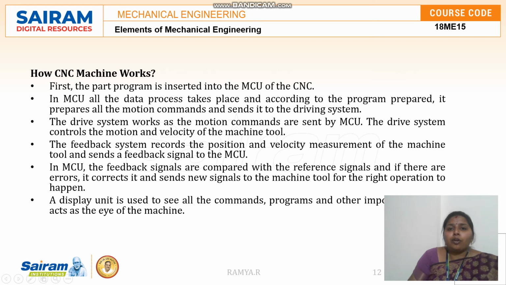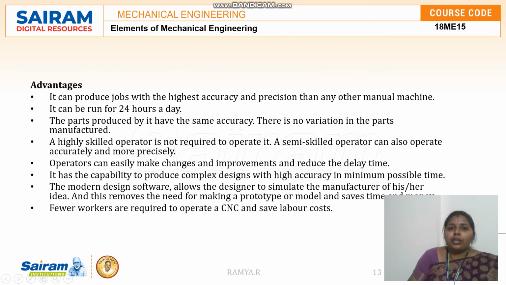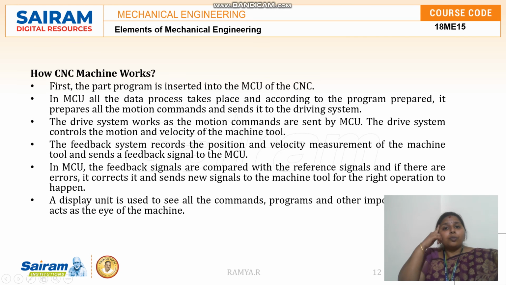It acts as an eye of the machine, because during the process we cannot open the machine and see what's going on. So the display unit helps us see what's going on inside the CNC machine. The control unit is of two types: one is open loop control and the other is closed loop control.